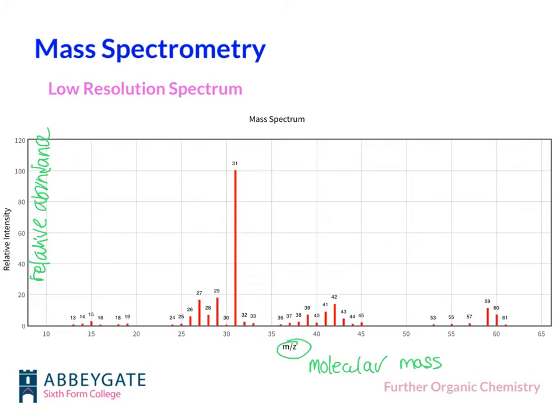Now, the most important thing to look for in your mass spectrum is the molecular ion peak. Now, you might look at this and go, oh, the biggest peak there's the one at 31. That must be the molecular ion peak. But we actually call this one the base peak. The molecular ion peak represents the total molecular mass of your sample, and that's going to be the highest m/z peak.